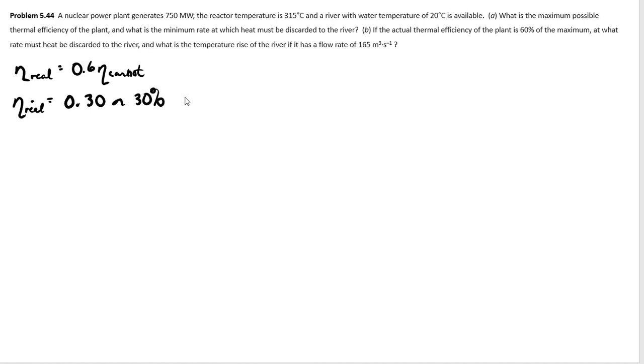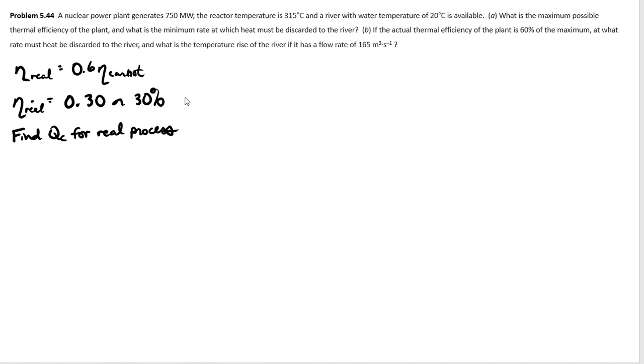So that is the real efficiency. At what rate must heat be discarded to the river? So now what we want to do is find QC for the real process. So how do we approach that? Well, it's the same kind of calculation that we did before. It's just that now we're dealing with the real process.